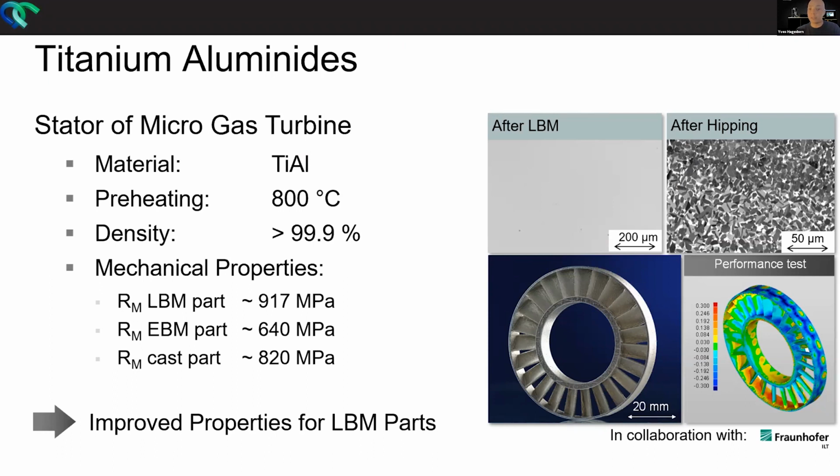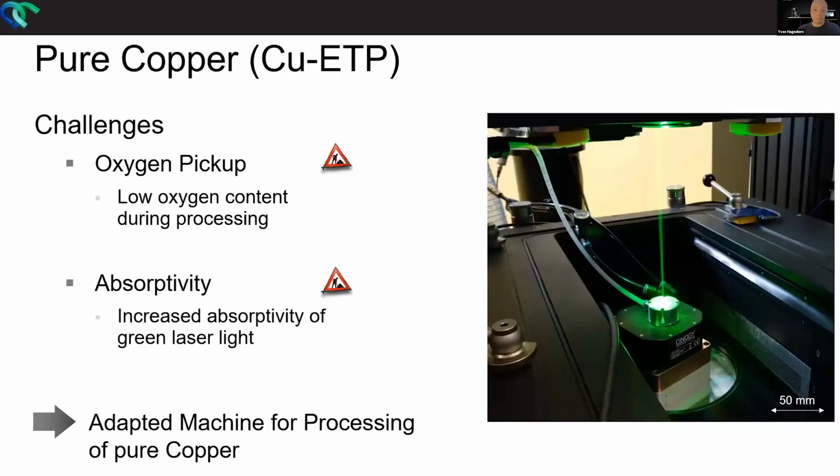And judging by the mechanical properties, this process then also outperforms what is at least found in literature for competing processes like EBM or casting. So you can improve the properties for LBM parts with flexible systems.